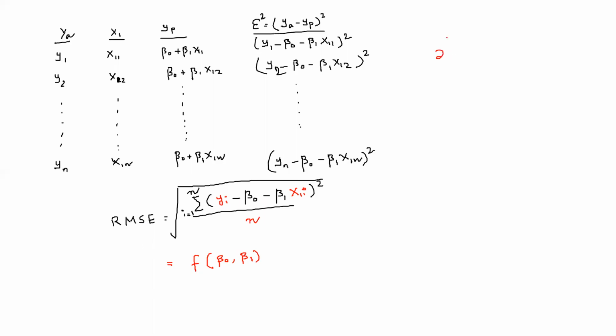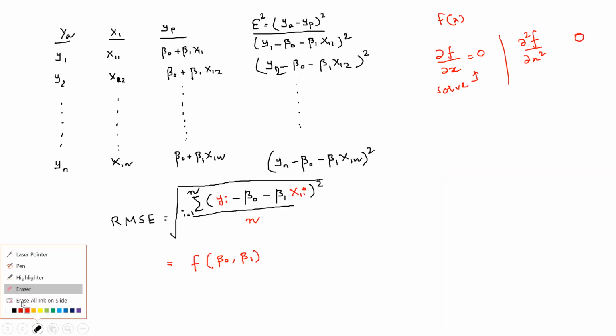When I have f(x), to minimize, del f del x has to be 0. We solve this. And we make sure that wherever I'm getting the solution, the second derivative is checked: if it is smaller than 0, that's where it maximizes. This has to be greater than 0, that's why it minimizes. So how do I say that?